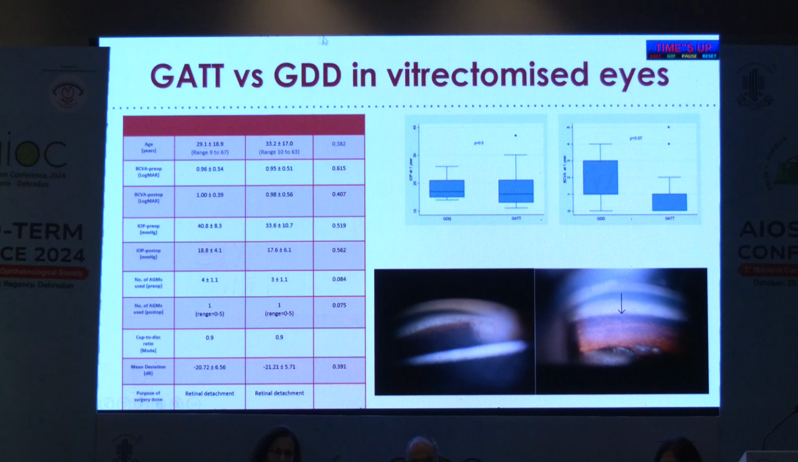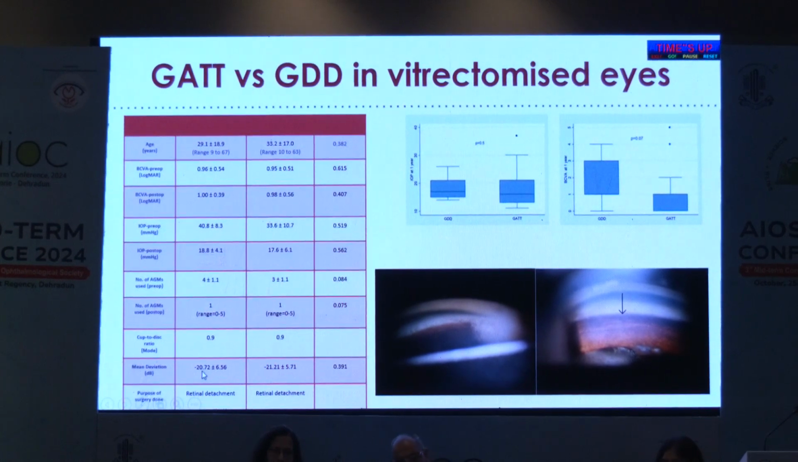Thank you, sir. GAT can also be used in vitrectomized eyes. When we compared the results with glaucoma drainage devices, we saw that the results of GAT were almost similar in IOP lowering and number of AGMs, but the complications were severely decreased. This is the IOP at 1 year. In GDD, it was a little higher compared to this group, and the vision was definitely better in the GAT group. So it can be replaced in those cases where the angle is accessible.